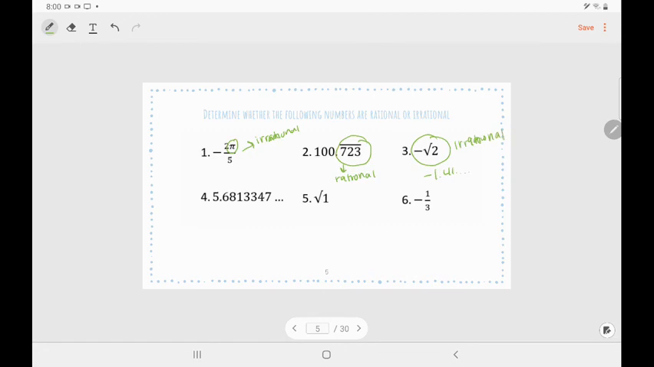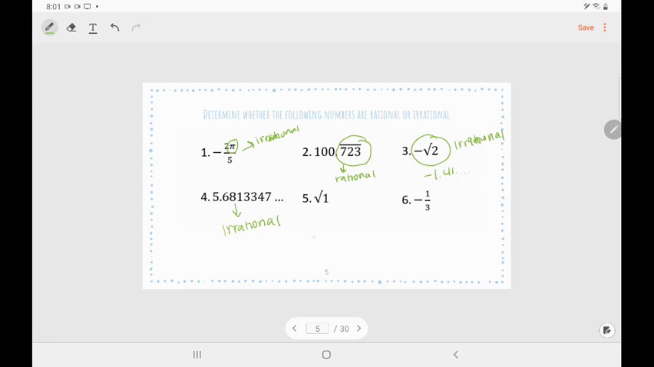5.615347, and it continues on. Those dots mean that it continues on. So it does not terminate. There's no end, and it does not repeat. There's no repeat to this pattern. So irrational.